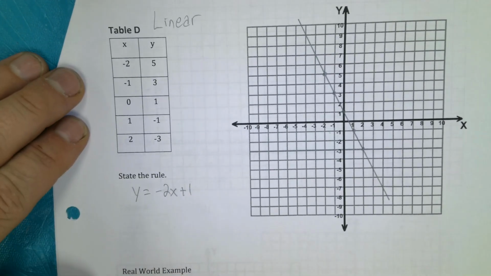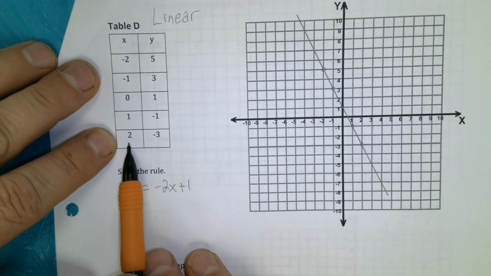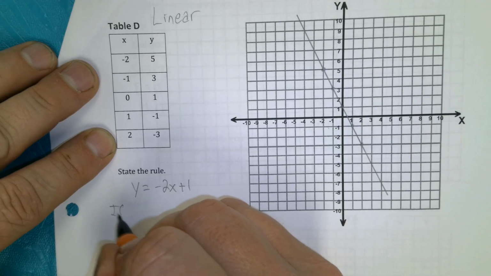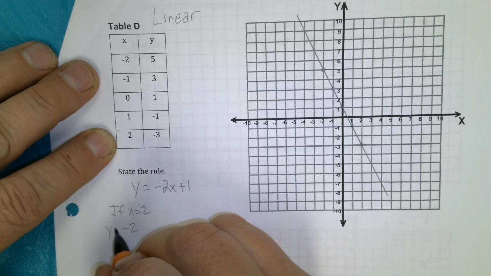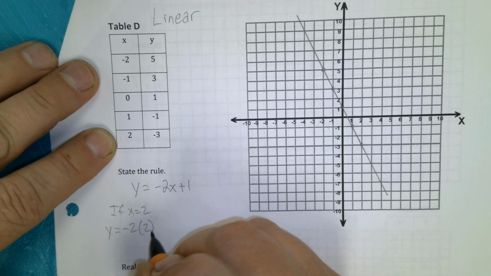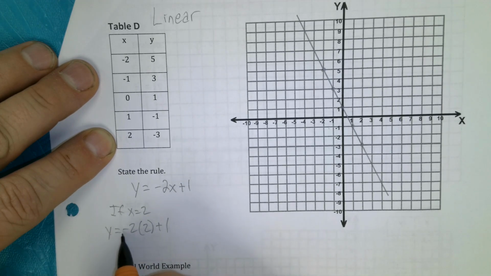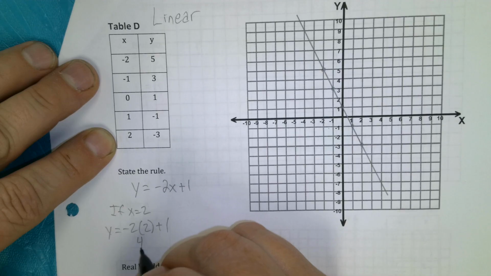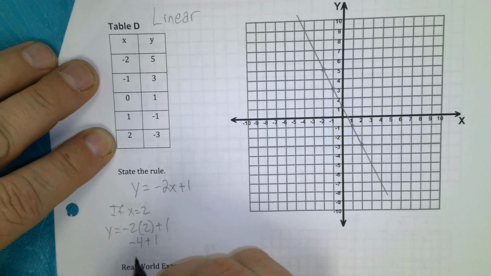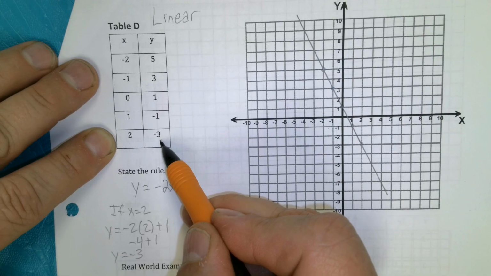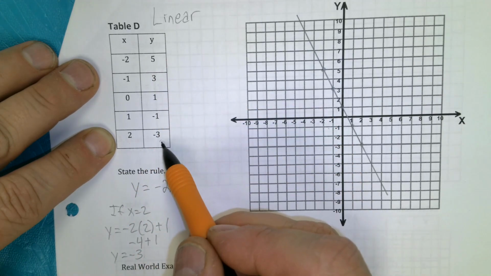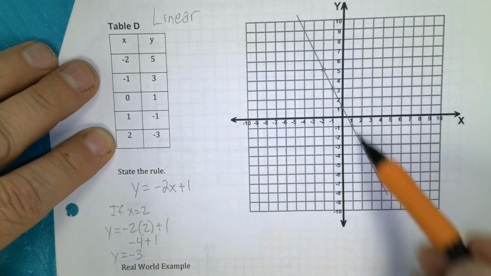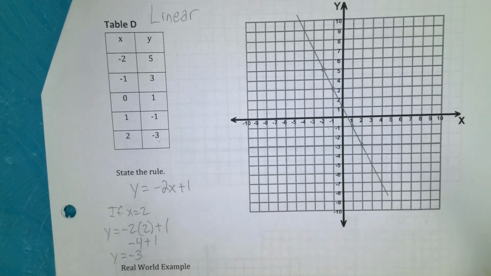And so same type of drill here. If you take one of these numbers, let's say we take 2. I'm not going to do all of them, but if x equals 2, then you would have negative 2 times 2 plus 1. Negative 2 times a positive 2 is a negative 4. And negative 4 plus 1, that is a war. Negatives win. So you get a negative 3, which is exactly what the table tells you. So this equation here would build all these values in this table and any values along this line.